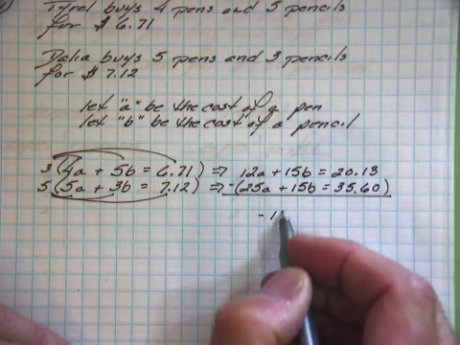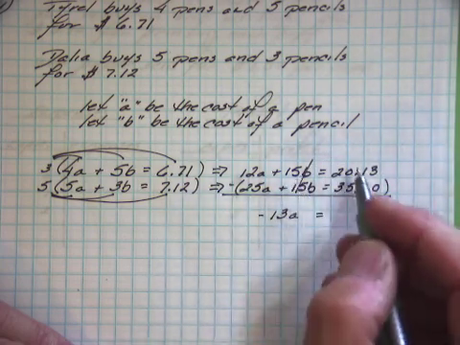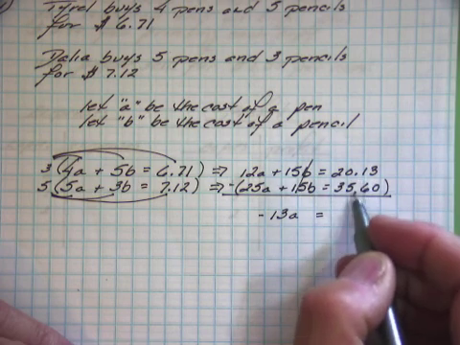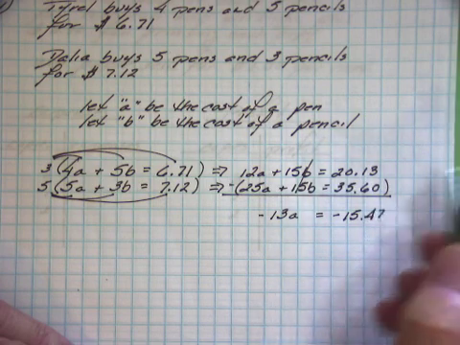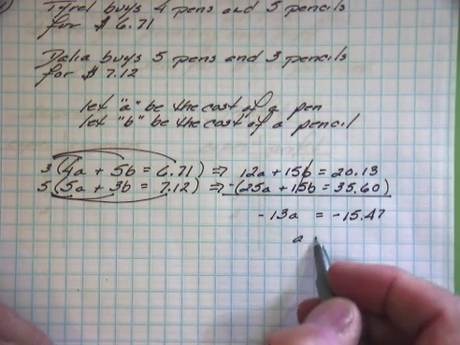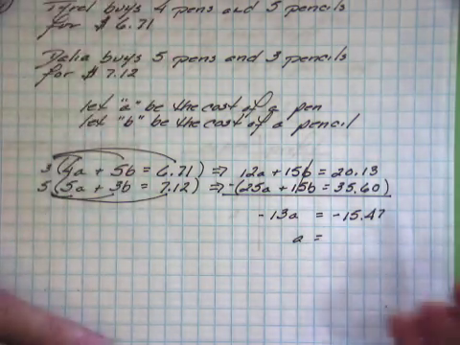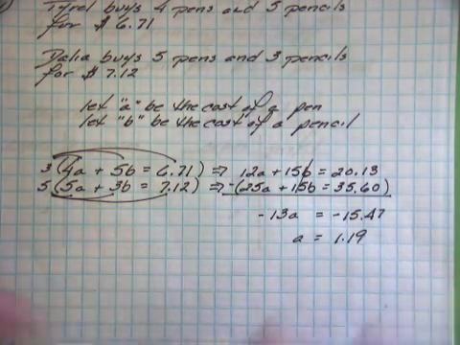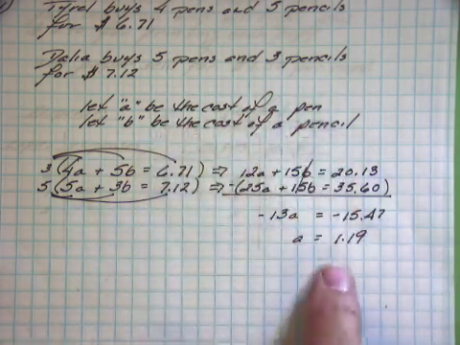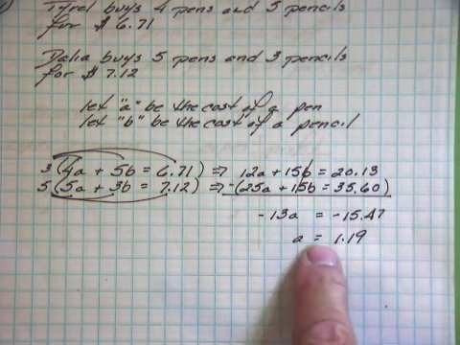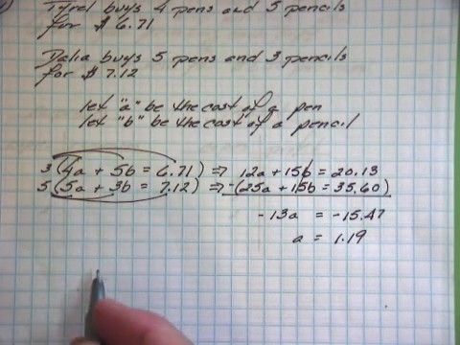If I do that, 12a minus 25a is negative 13a equals, because the 15s are going to cancel, you have 15b minus 15b, and then 20.13 minus 35.6 is negative 15.47. And if you divide both sides by 13, well, one, the negatives cancel. If you get a negative cost, that's probably a problem. But you get 1.19. So what that tells me is the cost of a pen is $1.19. Now we just take that number, plug it into one of these, and we can get the cost of a pencil.